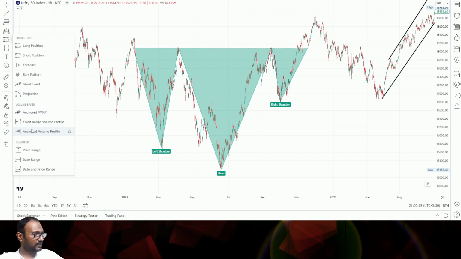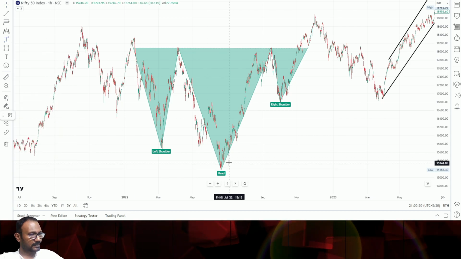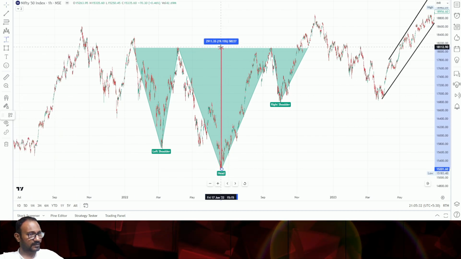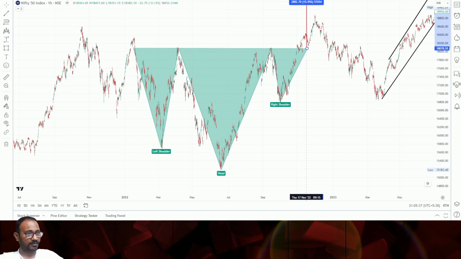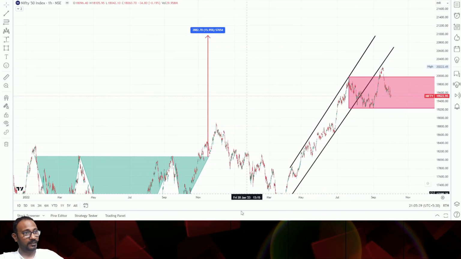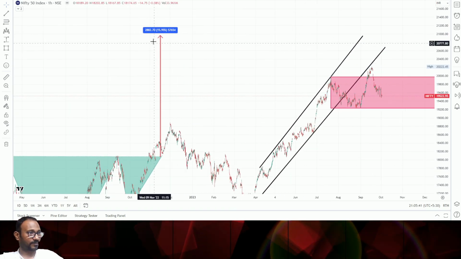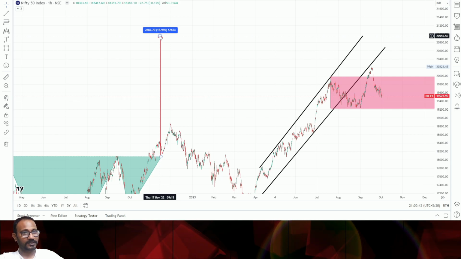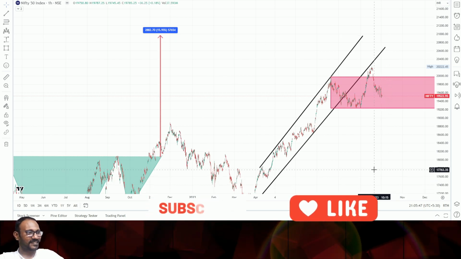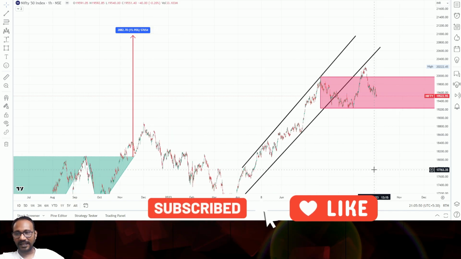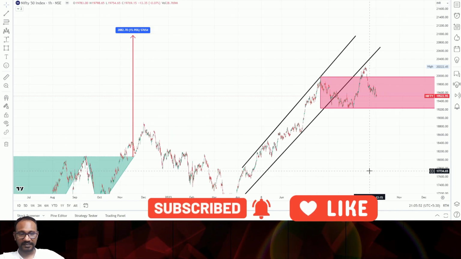Let me try to measure this, right? So this is almost like 2,800 points. And if I go and then place it over here, it's saying something totally different now. It's saying that we are heading towards 21,000, right? So different time frame analysis reveals different things.